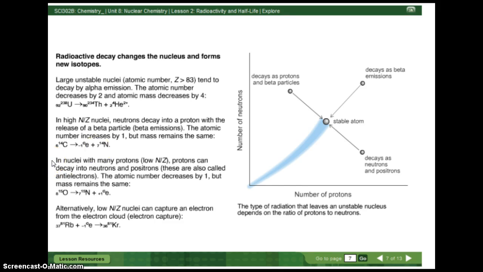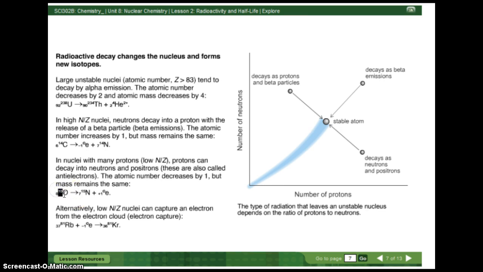In nuclei with many protons, so a low N/Z, protons can decay into neutrons and positrons. These are also called anti-electrons. The atomic number decreases by 1, but the mass number remains the same. Okay, so I took my proton, I had 8 of them in oxygen. I changed it into a neutron, so I have 1 less proton, so my atomic number goes down.